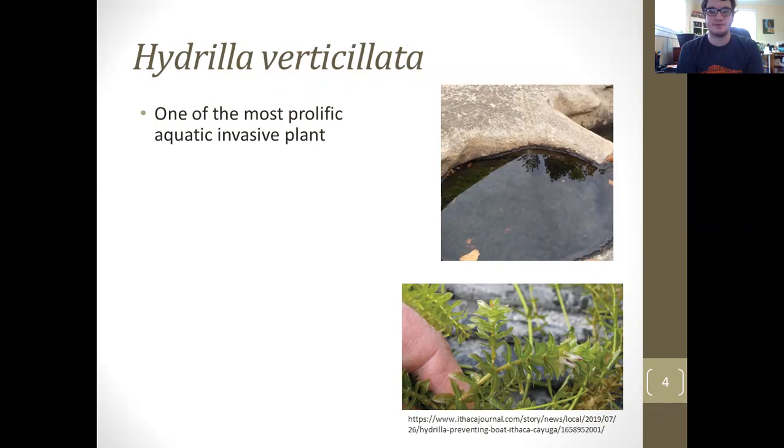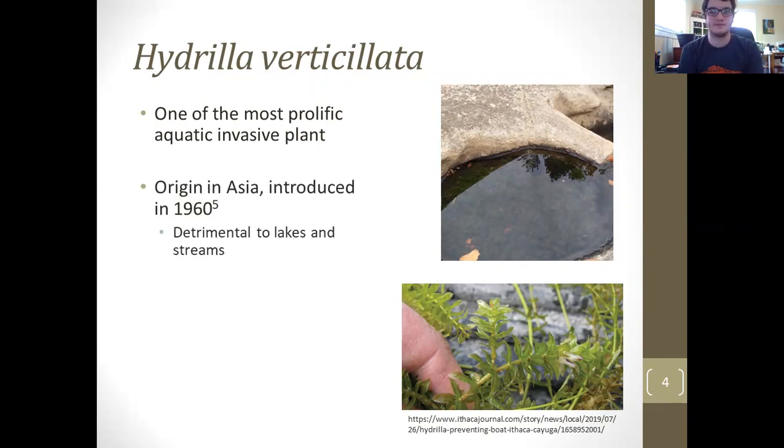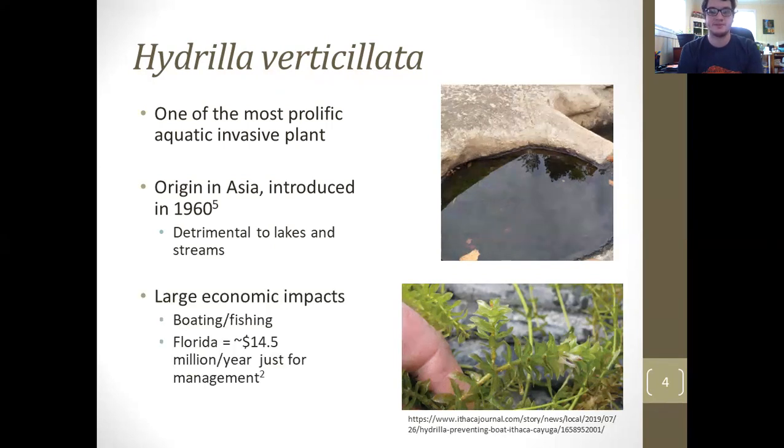Hydrilla verticillata is one of the most notorious aquatic invasive plants in the United States. Originally from Asia, it was introduced to the US in 1960. Since then, it has caused significant problems in lakes and stream systems. Besides negative biotic effects of hydrilla, it has significant economic impacts as well. It hurts local communities by disrupting boating, tourism, and fishing businesses. Just in Florida alone, hydrilla management is estimated to cost $14.5 million per year.